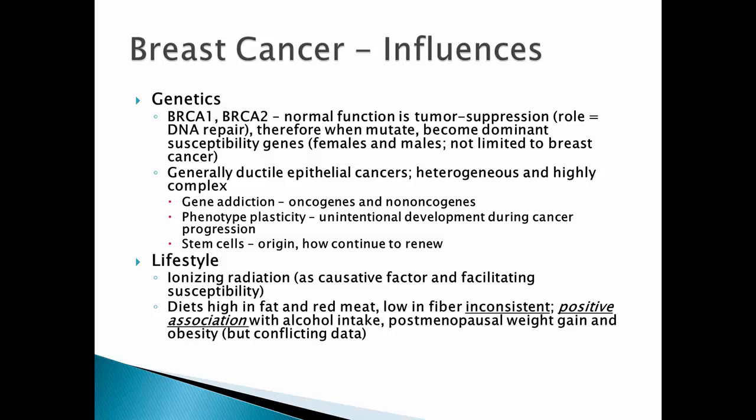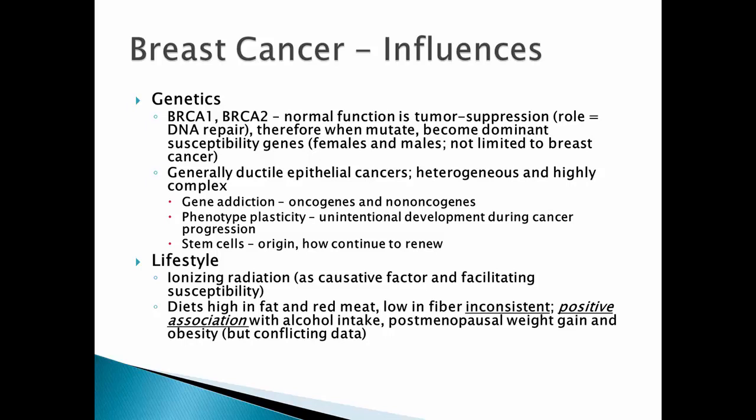One of these ideas is the idea of gene addiction, in which the cancer develops oncogenes as well as non-oncogenes. Oncogenes support the development of cancers, whereas non-oncogenes facilitate the development and progression. With phenotype plasticity, the theory is an unintentional development during cancer progression. So the cells are more plastic, they are more changeable, unintentional development as the cancer progresses. And then the origin and the continual renewal of stem cells of these cancers is another important theory.